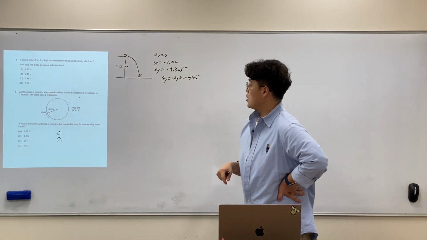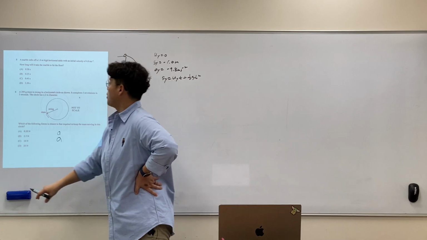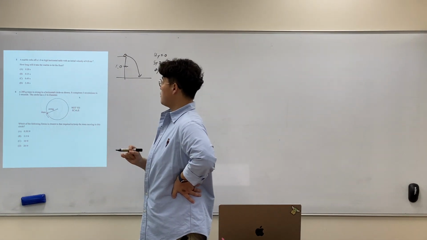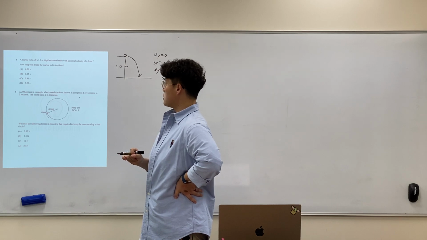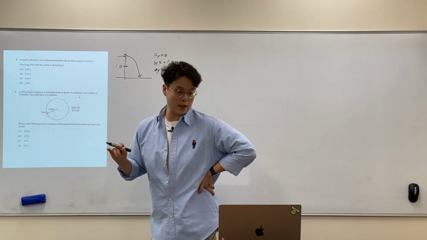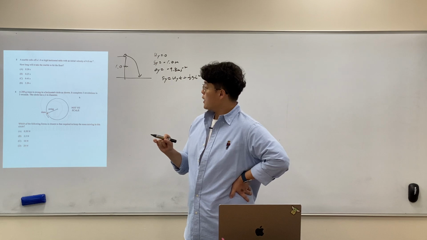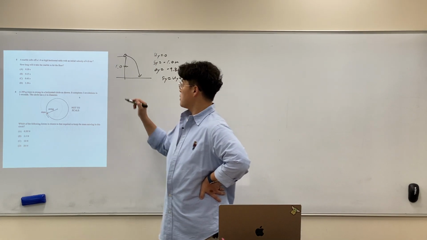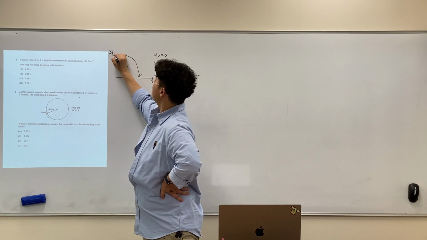6. A 200 gram mass is swung in a horizontal circle, as is shown. It completes 5 revolutions in 3 seconds. The circle has a 2-meter diameter. Which of the following forces is closest to that required to keep the mass moving in a circle?